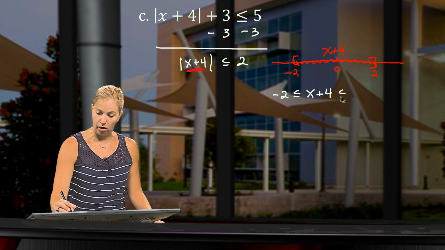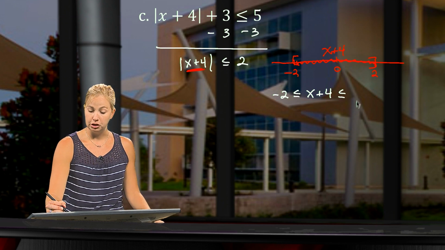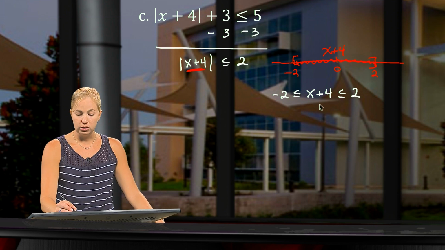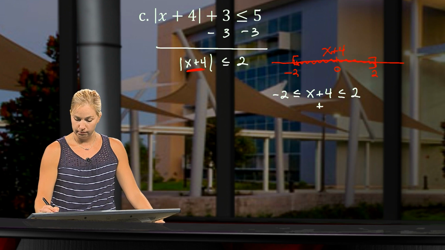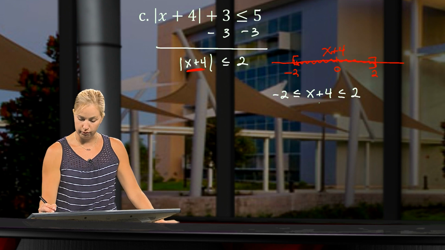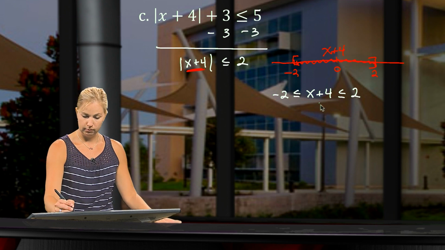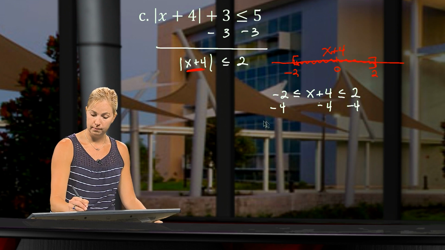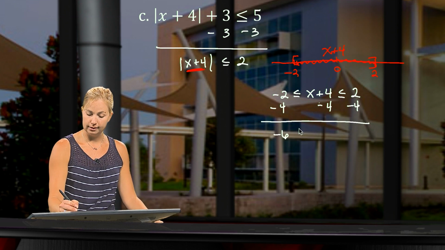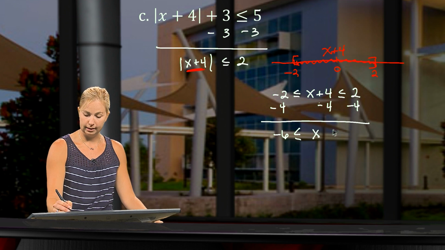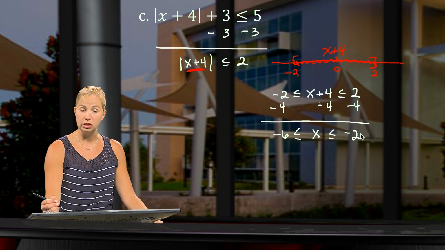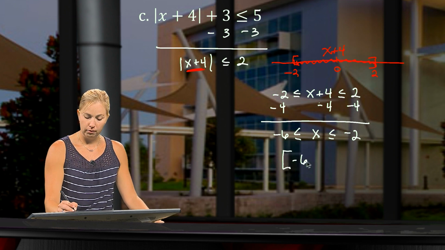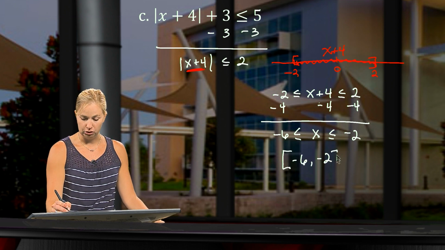Which sets up the inequality -2 is less than or equal to x plus 4 is less than or equal to 2. To solve this compound inequality, we're going to subtract 4 from all sides. Negative 6 is less than or equal to x is less than or equal to negative 2. And writing our solution in interval notation: from negative 6 to negative 2.